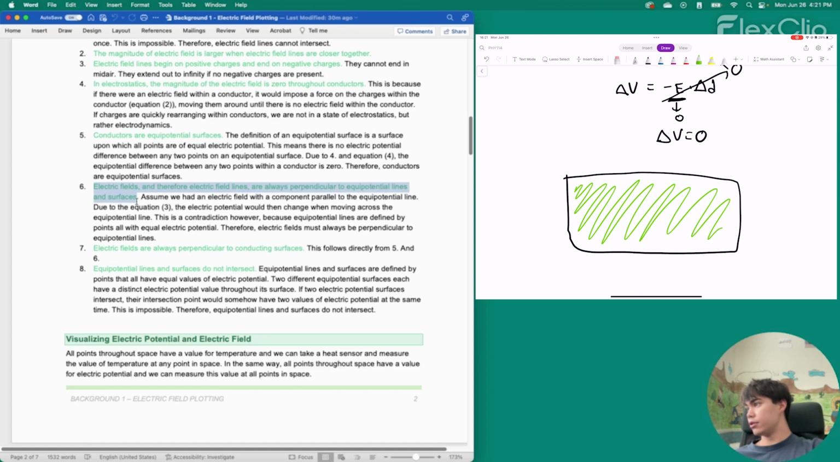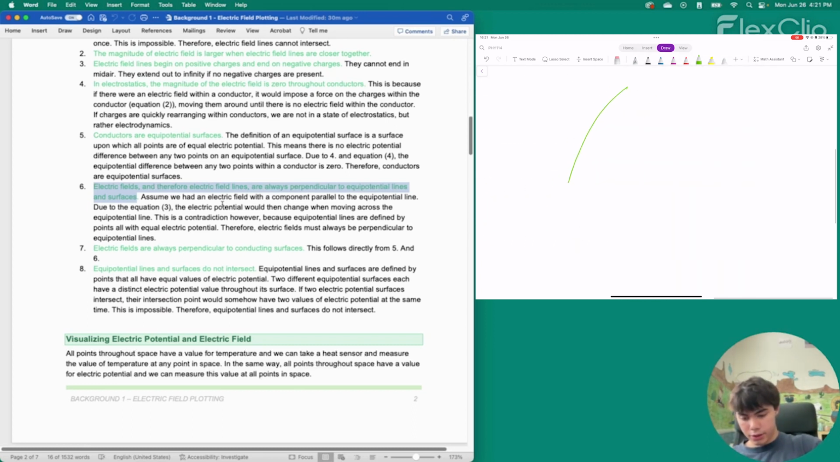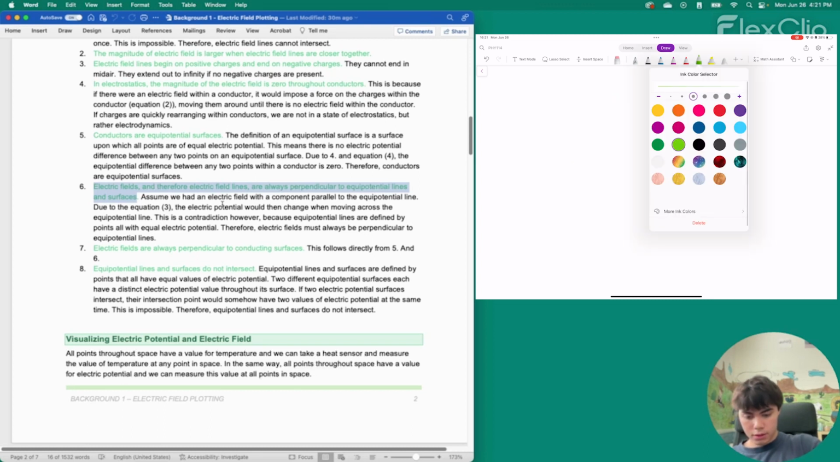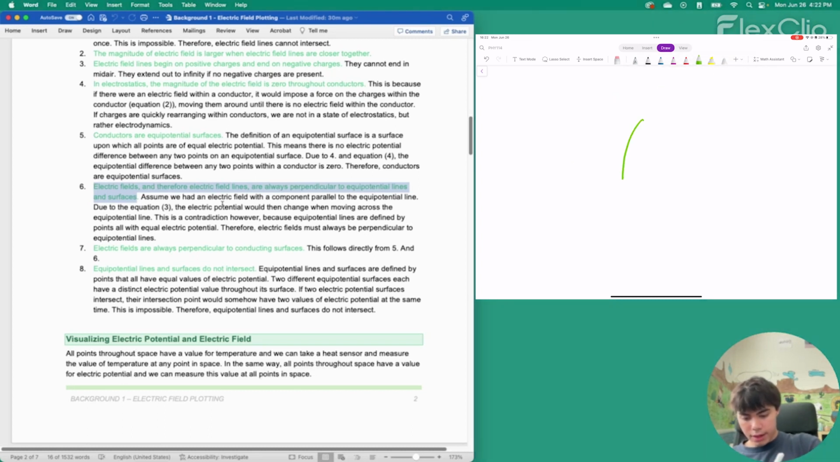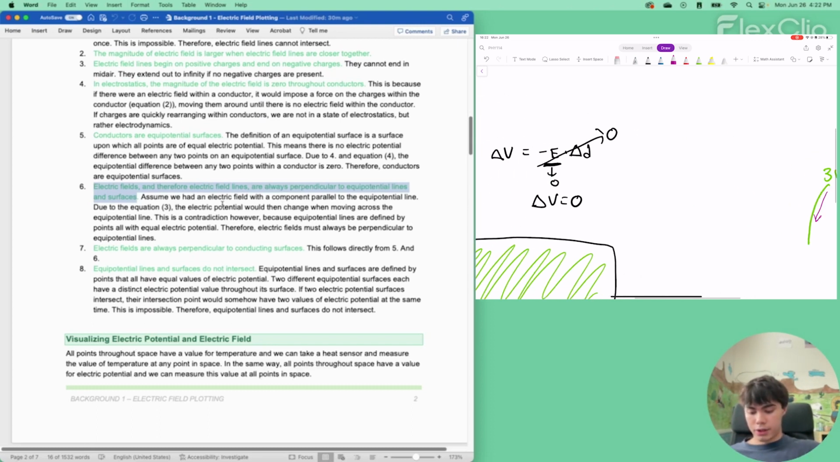Then electric fields are always perpendicular to equipotential lines and surfaces. So let's say we have an equipotential line of 3 volts right there. And then we have an electric field parallel to that. The voltage drops along the electric field line. We've covered that already. That's just this equation.